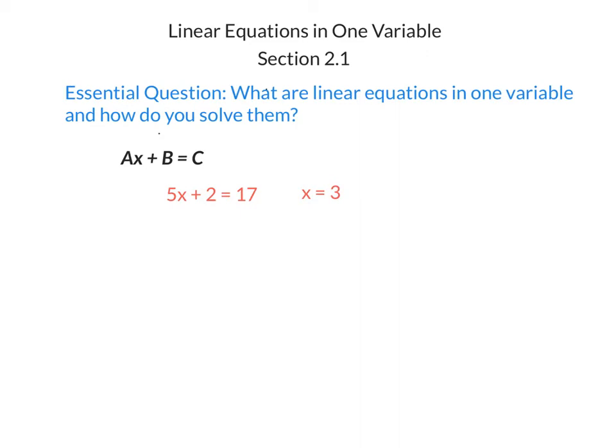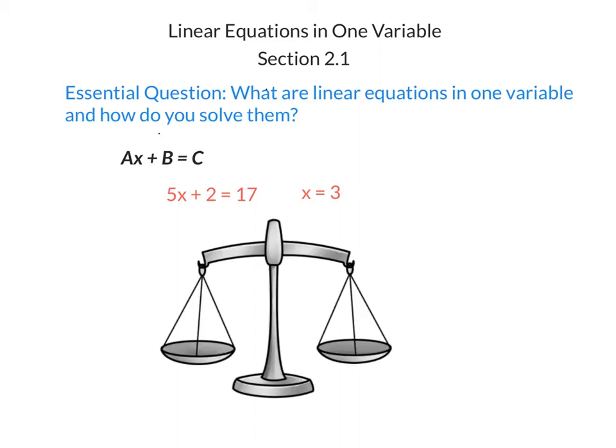Now, if we look at these last two equations that I've mentioned, notice the one on the right says x equals 3. Well, if I plug in x equals 3 on the equation on the left, I've got 5 times 3, which is 15, plus 2, which is 17. So these two equations are equivalent. Or another way of looking at it is 3 is a solution to the equation on the left.